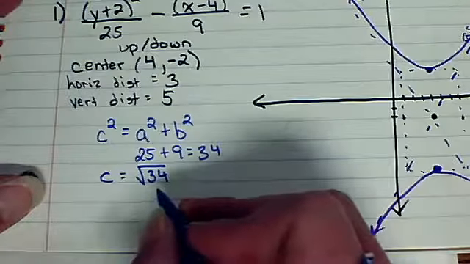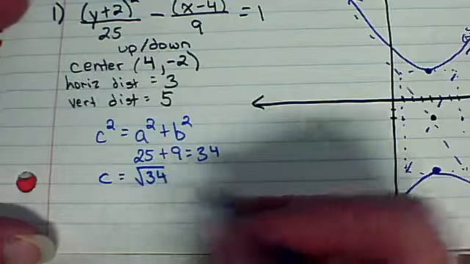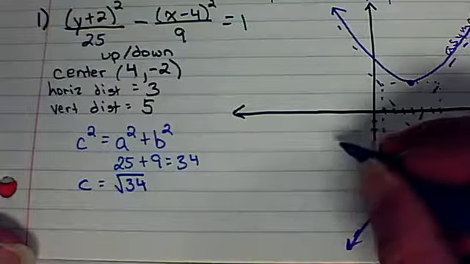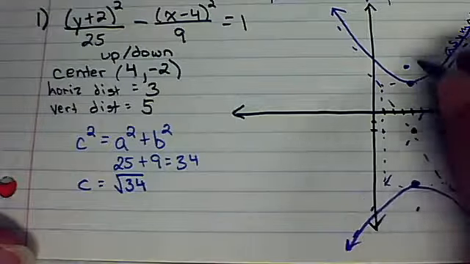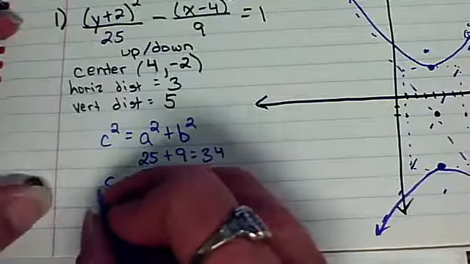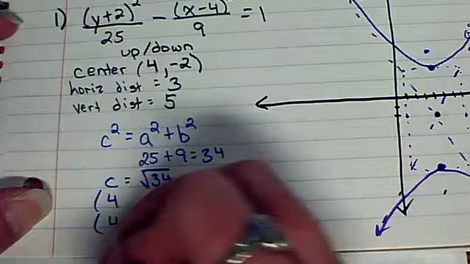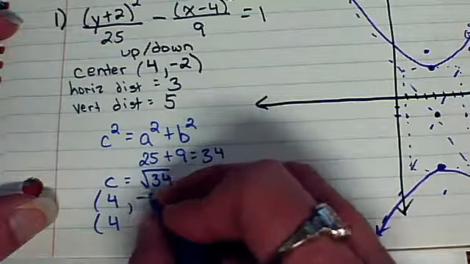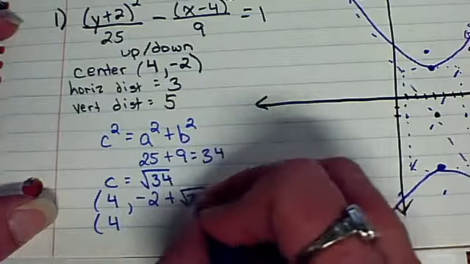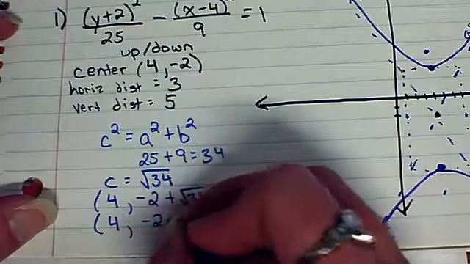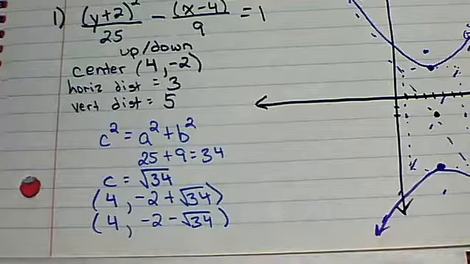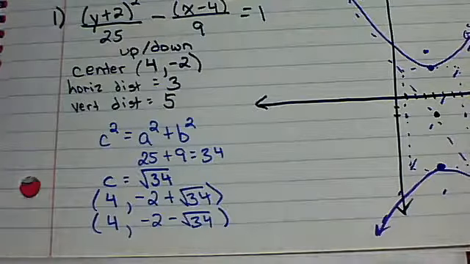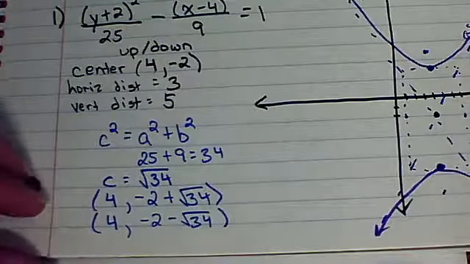Now I'm going to add and subtract it to my center. So if we look here, it's not going to be over in here. It needs to be up here and down here. So for these points, the x value doesn't change at all. Still 4. The y value, I'm going to add square root of 34 to it, and I'm going to subtract the square root of 34. And that is how you graph and find the foci of a hyperbola.